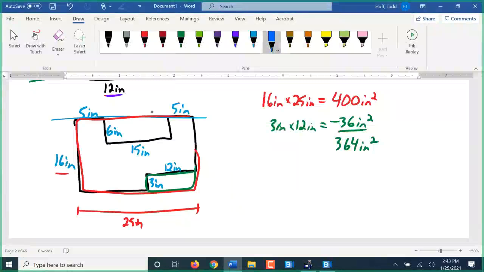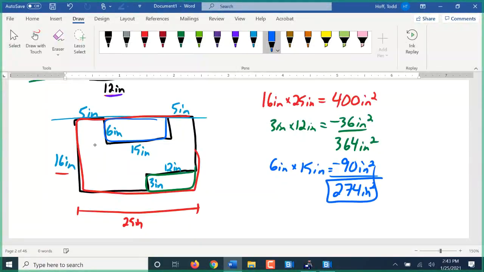Then I have to subtract the 6 by 15. 6 by 15 is 90, giving us 204 square inches of total area. So we could have cut that into small rectangles, and we would have had like 4 or 5 rectangles to do. Or we could find a big rectangle and cut out the missing piece.